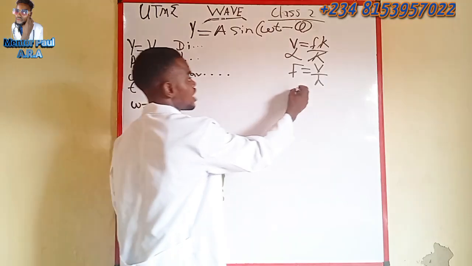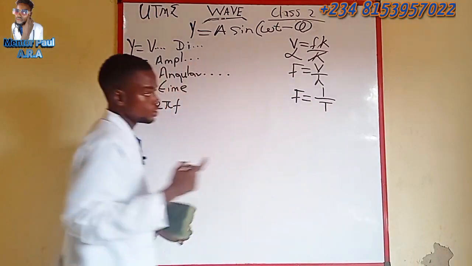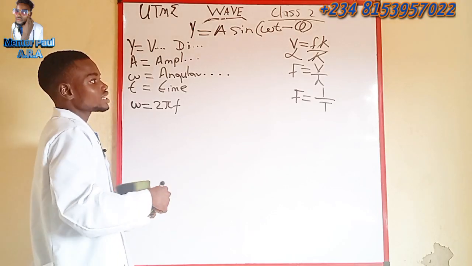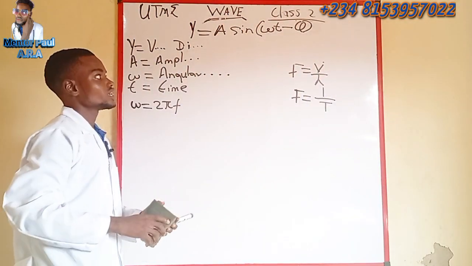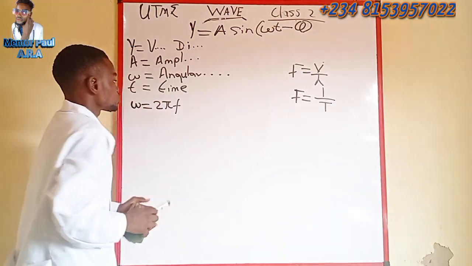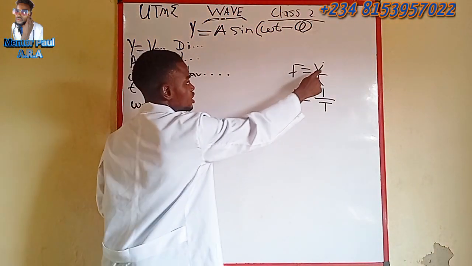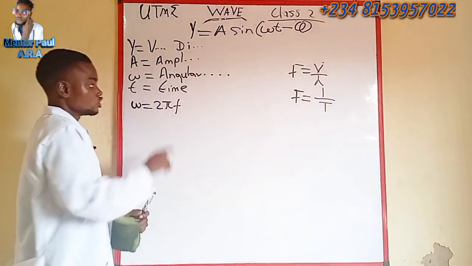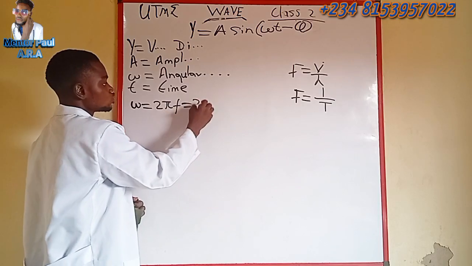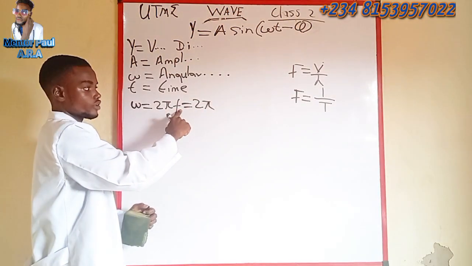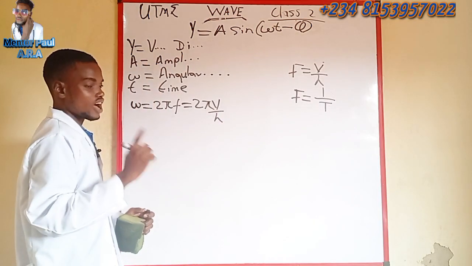Again, if you remember, f is also known to be equal to 1 over the period. So these are the two formulas for frequency, the f. So what are we going to do? We are going to substitute that value of f, which is v over lambda. Substituting here, we are going to have ω equal to 2π, and now it is not going to be f again, it's going to be v over lambda. A formula has been formed.